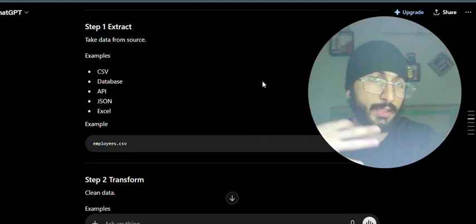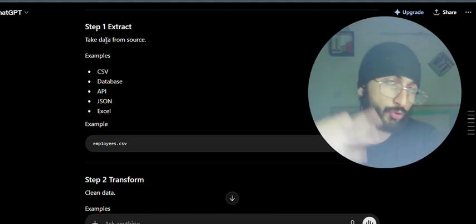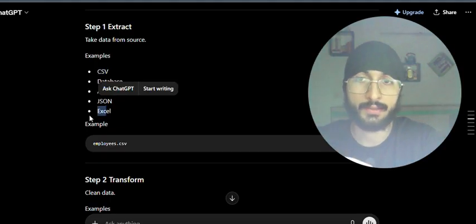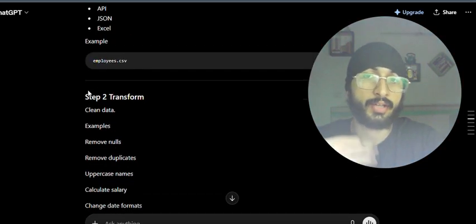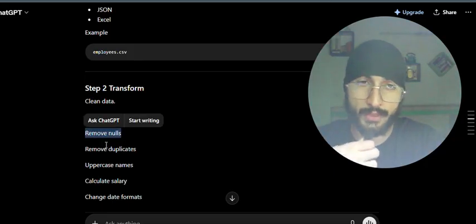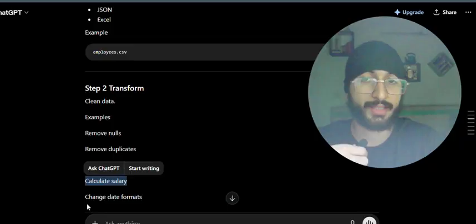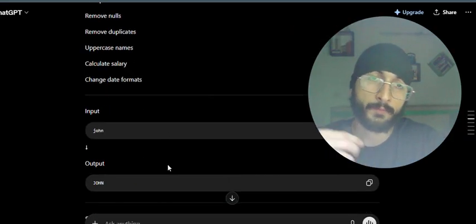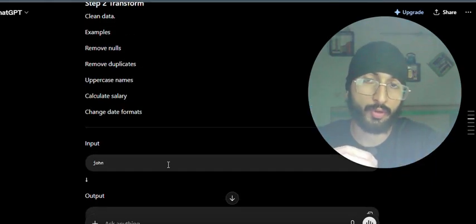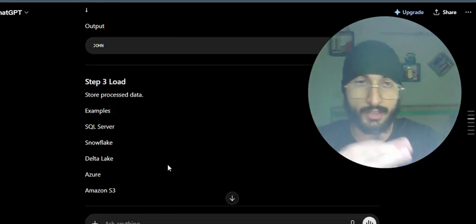Now, in the last video, we were discussing the ETL pipeline, what it stands for. E stands for extract, taking data from source, extracting the data from CSV files, JSON files, Excel files, or from API or database. Then transforming the data, that is cleaning data, for example, removing nulls, removing duplicates, uppercasing the names, and calculating salary, changing date formats, you know, to basically have a standardized information for using in the next step.